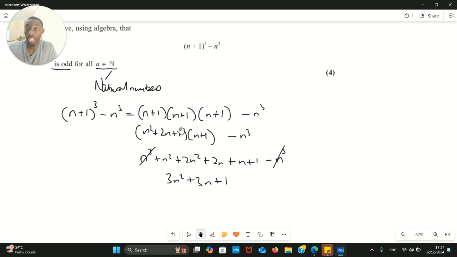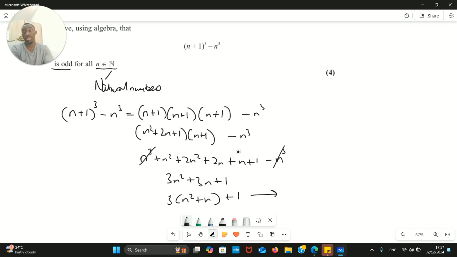But now I need to prove that this is odd for all numbers of n that are natural. So what I'm going to do is write this in a neater form. I can factorize out the first two terms, so I can have 3 times n squared plus n, plus 1. So now if I want to prove this is odd for all natural numbers n, let me quickly rewrite my natural numbers. Natural numbers are numbers from 1, 2, 3, all the way up to positive infinity. So any whole number is a natural number.